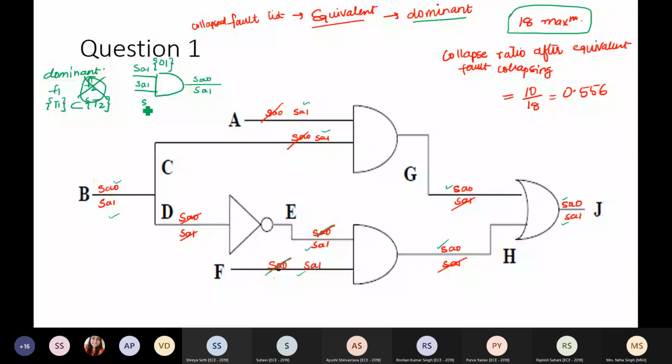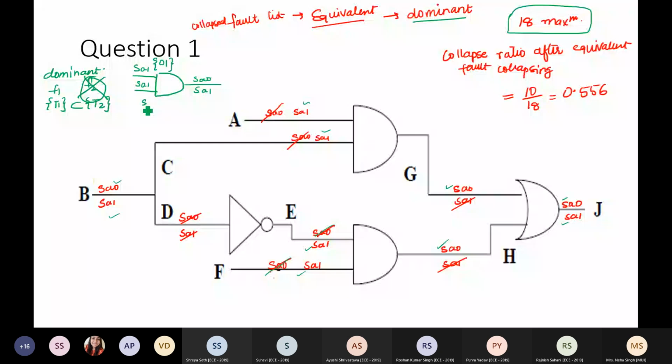If I look at this AND gate, I am left with stuck at 1 at input and stuck at 0 at output. It is already minimized. I cannot eliminate any of the faults. So these 3 faults will remain.